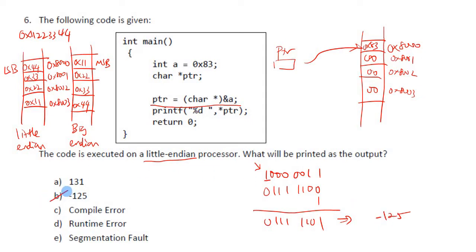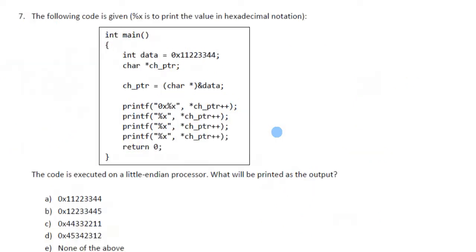Okay, so this is basically how you interpret this question. Generally, the important thing to understand is how we can use a character pointer to point to multi-byte data and extract information byte by byte. This is a very useful trick when you want to extract a single byte from multi-byte data, using a character pointer to point to the integer or a double or anything. Okay, let's go to the next question.